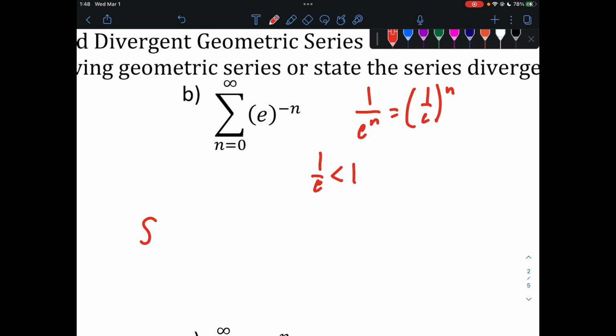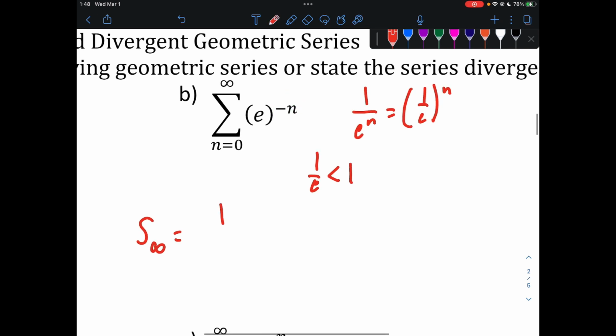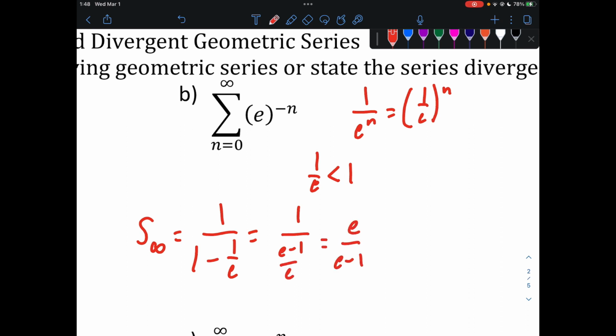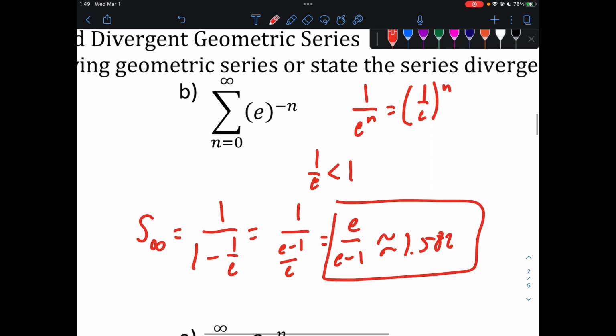So the sum of the infinite terms would be the first term, which, let's see what it would be. If we put 0 in here, e to the 0 would be 1, over 1 minus r. Okay, so that would be 1 over 1 minus 1 over e, which is e over e minus 1. Okay, and that's good enough for our answer. Now, if we had a calculator, we could type it in our calculator. Let's see what we get here, 1.582. Okay, but either of these would be an acceptable answer.